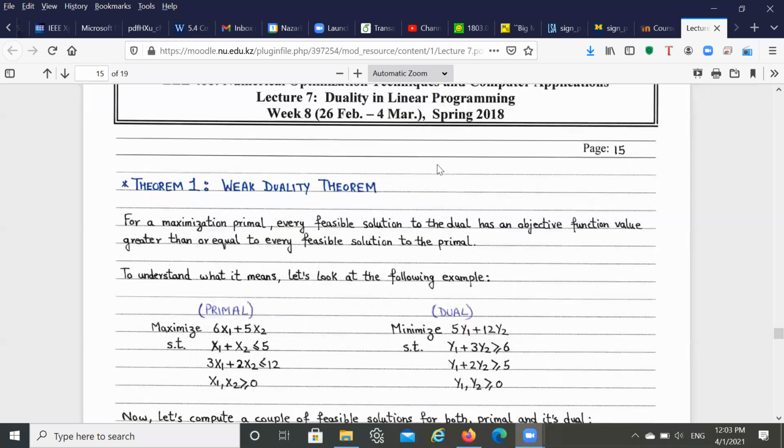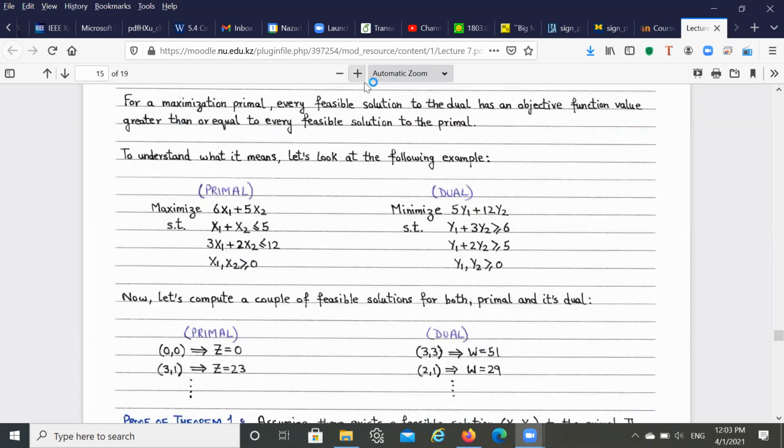So let's begin with the first theorem, which is the weak duality theorem. The weak duality theorem basically states that if you have a maximization primal LPP problem, then every feasible solution to the dual has an objective function value greater than or equal to every feasible solution to the primal. Now, what does that mean? Let's look at this through an example.